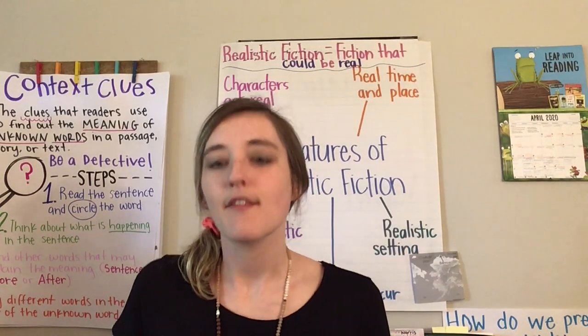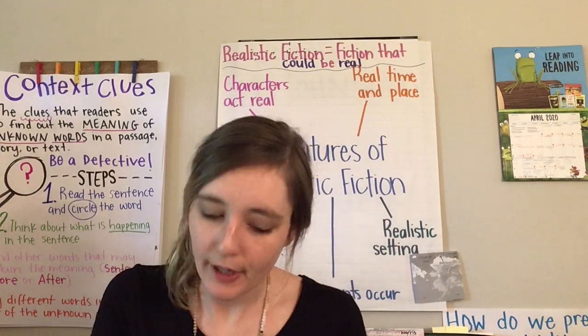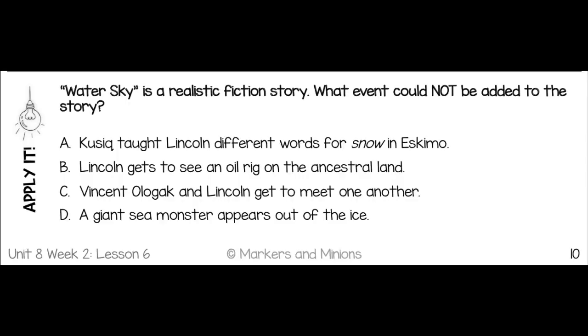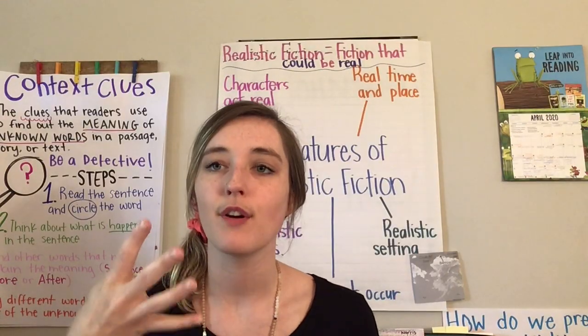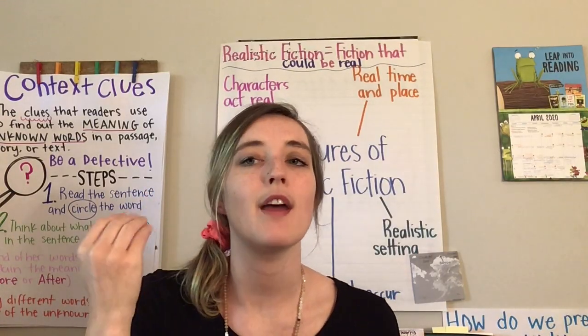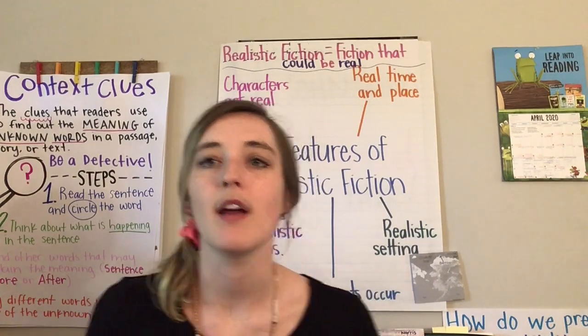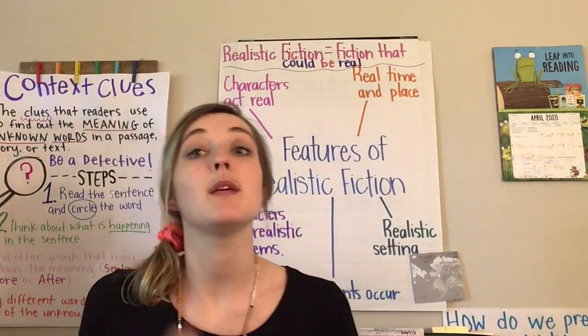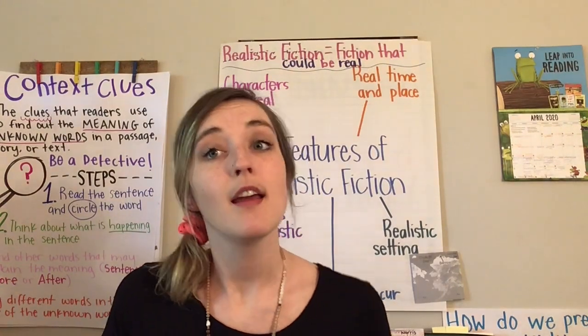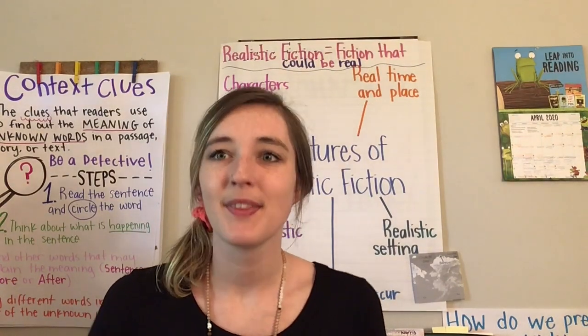All right, and after you're done filling out your graphic organizer, we're going to go to the question on the bottom. It says, Water Sky is a realistic fiction story. Which event could not, circle that word, not, be added to the story? So you're going to read over all 4 of those events and pick out the one that would not happen in a realistic story. Remember, keep this in mind. Everything has to be realistic. Everything has to happen in the real world, okay?